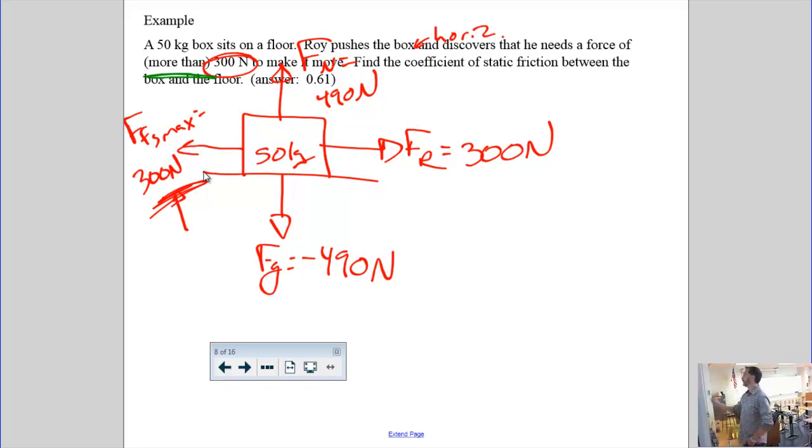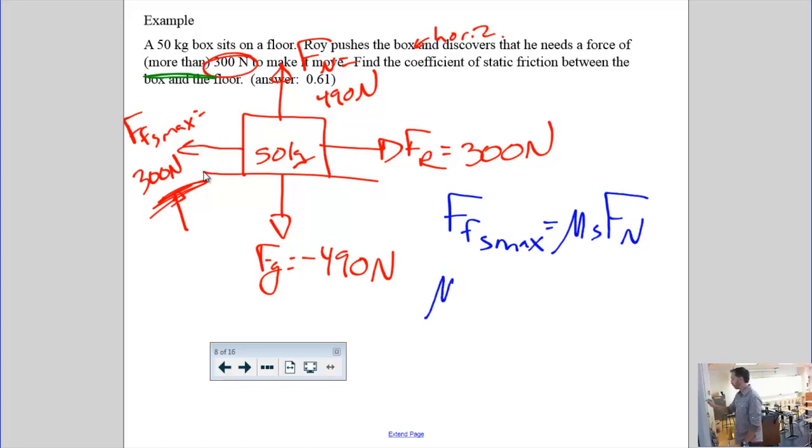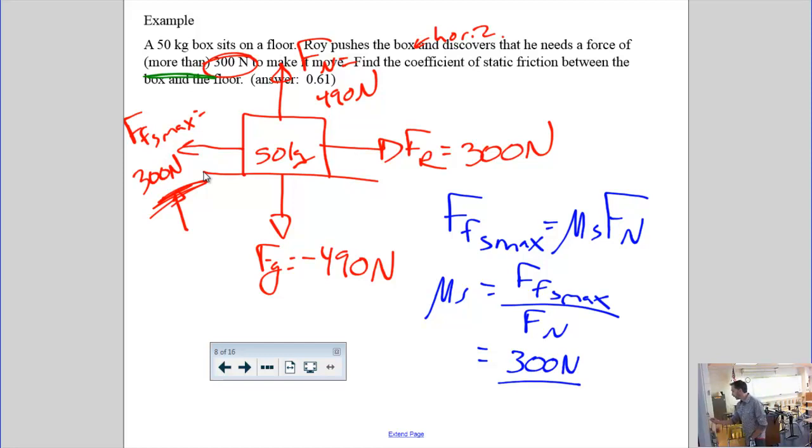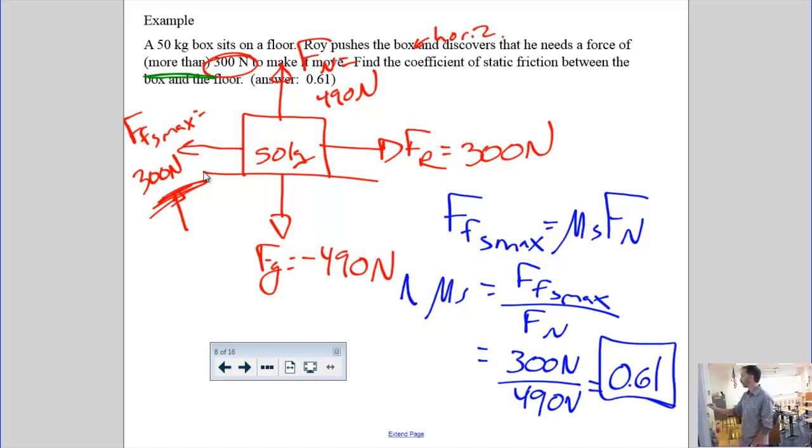So, we're trying to find the coefficient of friction. So it's just this. Force of static friction max is our coefficient of static friction times our normal force. So, coefficient is static friction max over normal force, which for us, our static friction max we decided was 300 newtons. Our normal force is 490. Divide it out and you get 0.061. Cool. And remember, no units on that because it's just a coefficient.